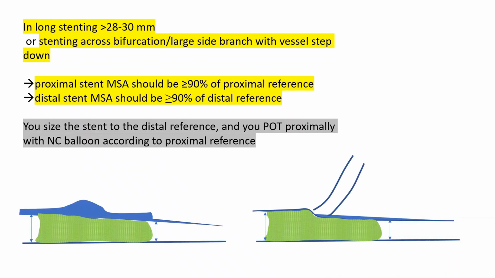Note there are two settings where stent expansion assessment has special considerations. Long stenting more than 28 to 30 millimeters, or stenting across a large bifurcation, large side branch with vessel step down. In those two cases, you have significant change in vessel size throughout your lesion. And in those cases, this is how you assess stent expansion. Your proximal stent minimal stent area should be more than 90% of the proximal reference area. And your distal stent MSA should be more than 90% of the distal reference. You initially size your stent to the distal reference lumen or EEM, but then you POT proximally based on that proximal reference lumen or EEM, and you assess your stent expansion based on the distal reference lumen for the distal stent area and the proximal reference lumen for the proximal stent area.